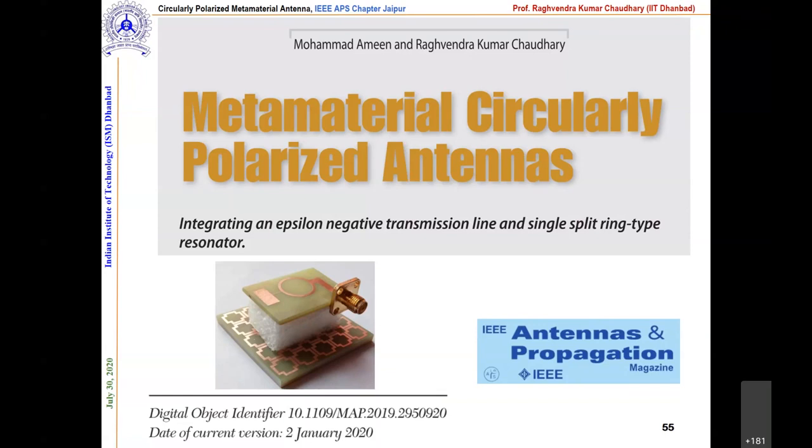Because when you are combining two structures, operating at almost the same frequencies and providing different polarizations, if you want to manage a phase, you need to make some changes in the electrical length, and hence you are altering the phase, correct?